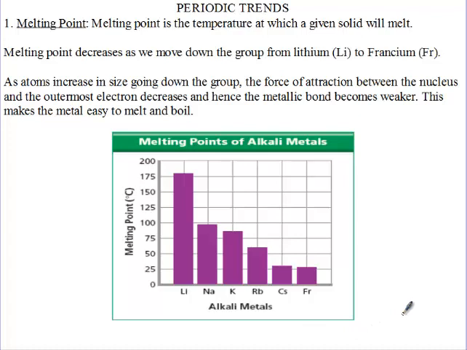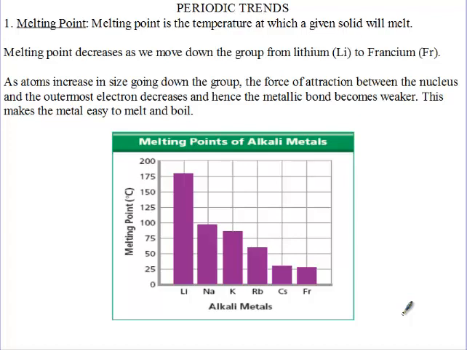Now, today we're seeing some trends in specific groups. The first specific group we're talking about is group 1. Melting point is the temperature at which a given solid will change from solid to liquid, or start to melt.